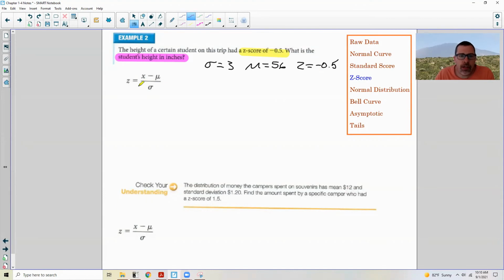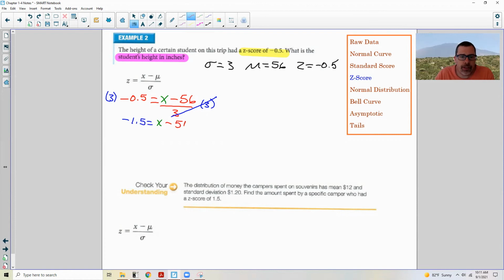Substituting the givens, Z, negative 0.5, equals X, which is what we're trying to find, minus mu, divided by the standard deviation. In order to solve this, we want to get rid of the denominator, so we multiply both sides by 3. Those cancel, and negative 0.5 times 3 is negative 1.5, equals X minus 56.